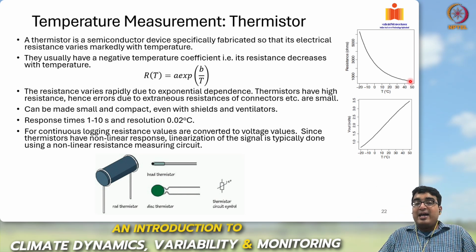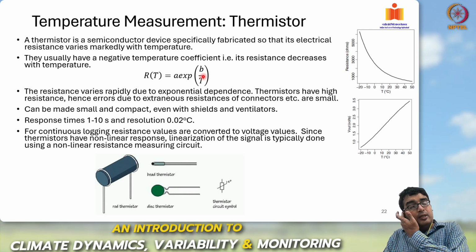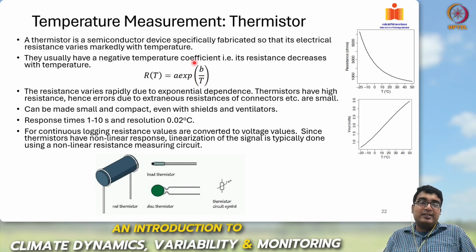So, the resistance varies exponentially rapidly due to exponential temperature dependence. Okay. Here usually the temperature is in kelvins, and the corresponding B values are given for a given thermistor. So, as temperature decreases, 1 by T increases, so this exponential term increases, so resistance increases. Okay. The resistance varies rapidly due to exponential dependence.